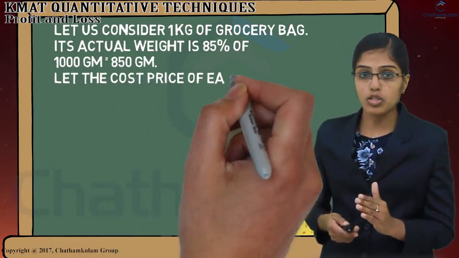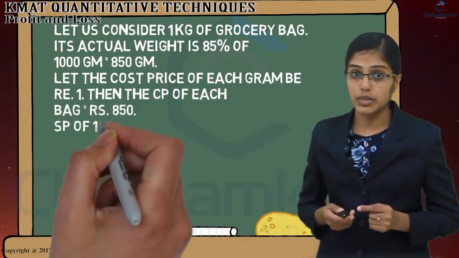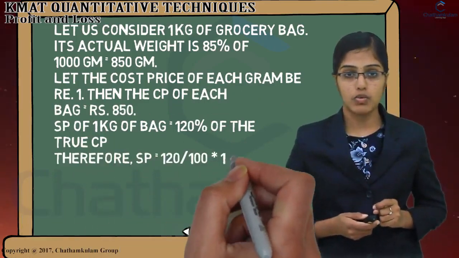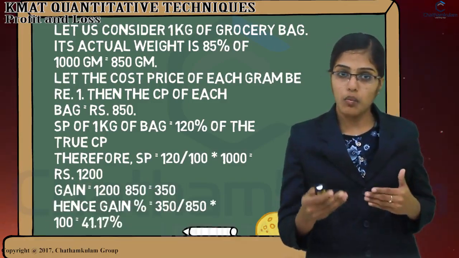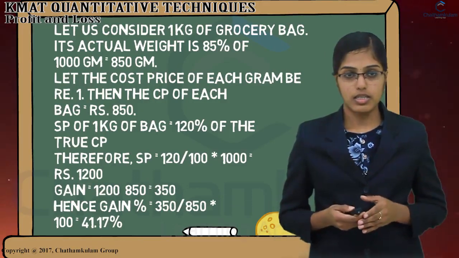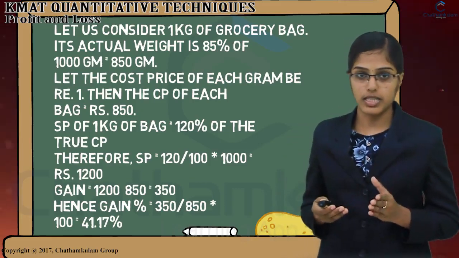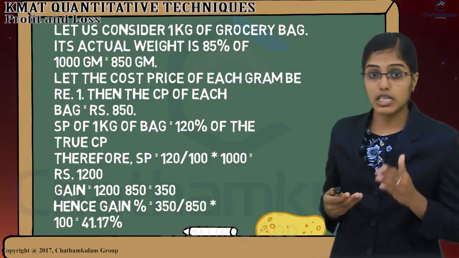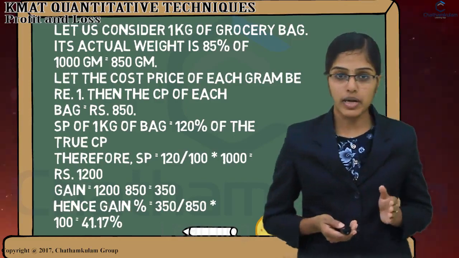So let the cost price of each gram be rupees 1. Then the CP of each bag is equal to rupees 850. And then the SP of a 1 kilogram bag is equal to 120% of the true CP. Therefore, SP is equal to 120 divided by 100 into 1000, that is equal to rupees 1200. Next we have to find the gain. So gain is equal to 1200 minus 850, that is 350. Next we have to find the gain percentage. So here 350 divided by 850 into 100 is equal to 41.17%.